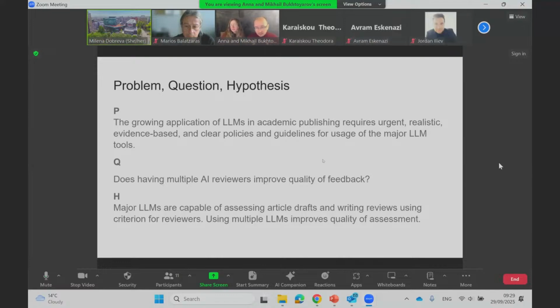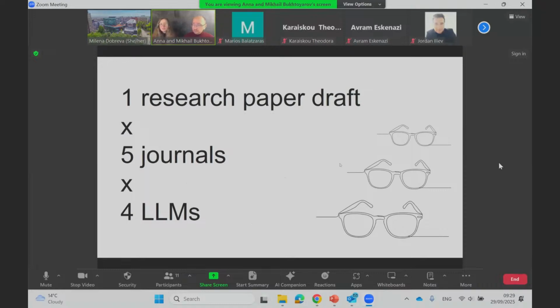And our research question was very simple. Is it enough to have one or more automated reviewers to obtain valuable and adequate results? So what we did is we took one research paper to avoid any issues with copyright and ethics. We just took our paper that is already published and accepted, so we already know it is published and we already got human peer review.